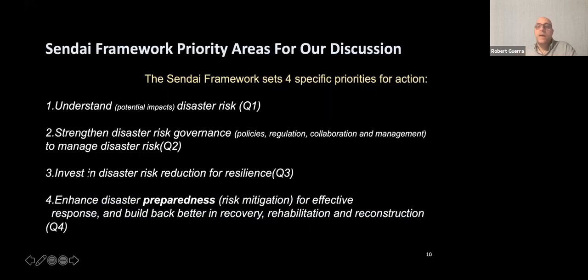For our discussion today, the Sendai framework sets four specific priorities for action. Number one: understand what the potential impacts of disaster risk are. That's question number one that we're going to discuss later. Number two: strengthen disaster risk governance. What are the policies, regulation, collaboration, and management needed to manage disaster risk? Number three: how do we invest in disaster risk reduction for resilience? And number four: how do we enhance disaster preparedness, i.e. risk mitigation for effective response, building back better in recovery, rehabilitation and reconstruction? Those are four different questions that we're going to have in our discussion today.